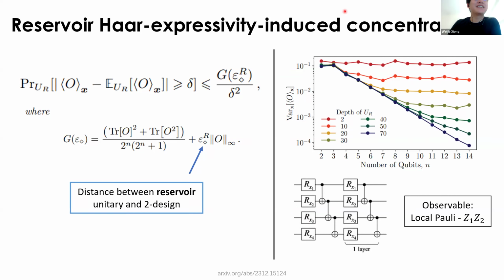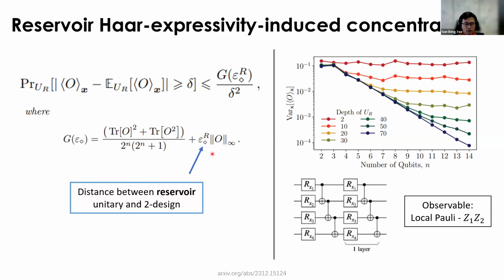Sorry, can you repeat the last sentence? As in, over here you just have a term, say your system size is not that big, right? Now what does this detect, whether you have the explicitly induced concentration? It is the distance between the reservoir unitaries and two designs.